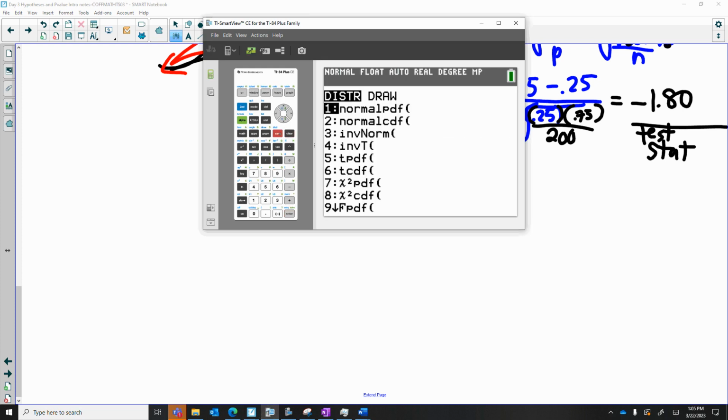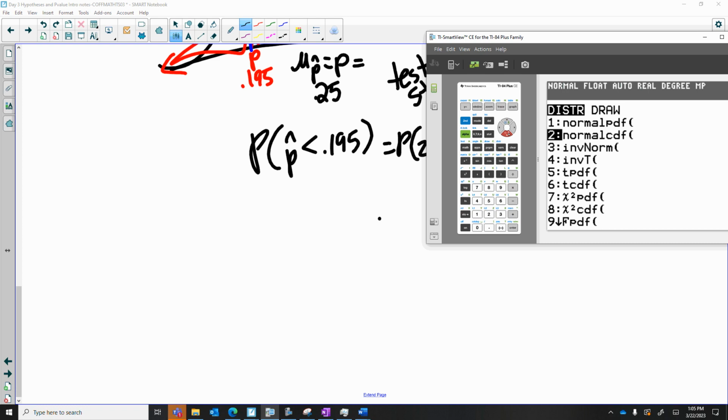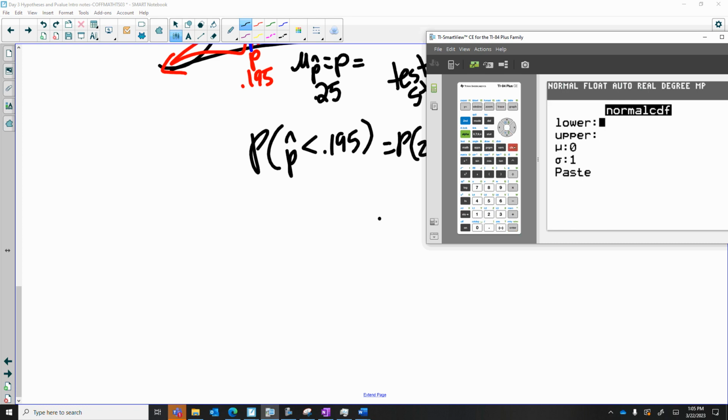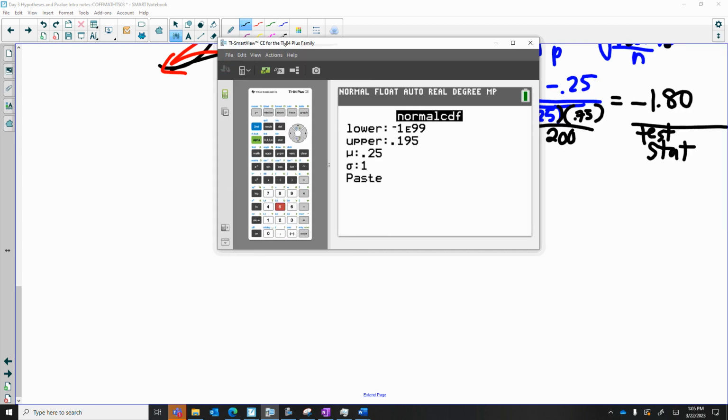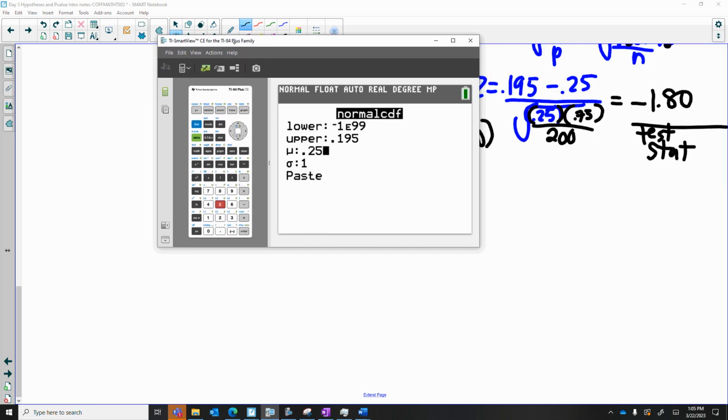Second vars, number 2, normal CDF. This should be a review for you guys. Lower bound is negative infinity. Upper bound would be your 0.195, which was your p hat. The mean was the 0.25. And then the standard deviation was whatever we just got for the standard deviation.